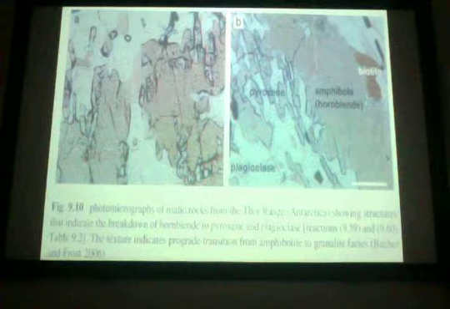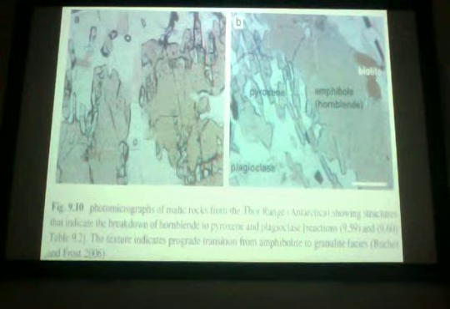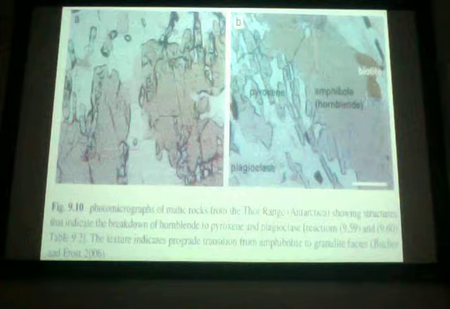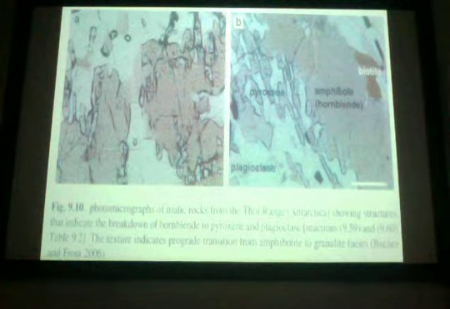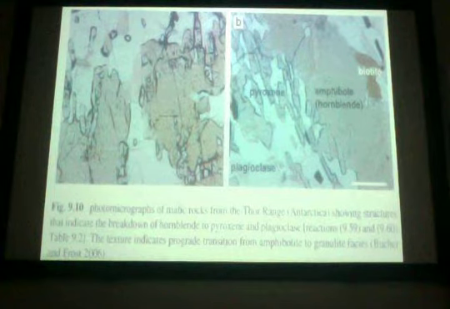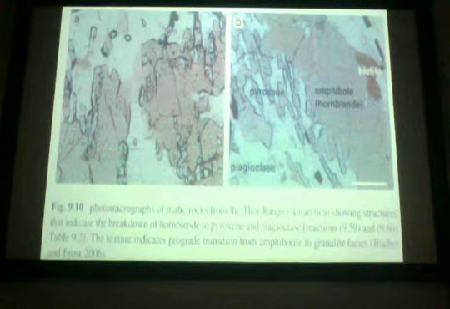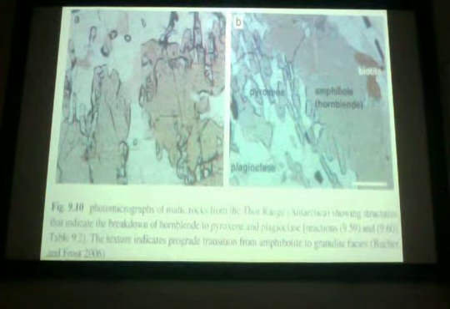So under which metamorphic conditions do we have the breakdown from hornblende to form pyroxene and plagioclase? So where does this happen in our PT diagram?